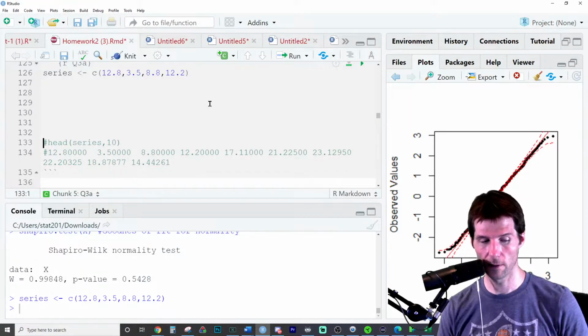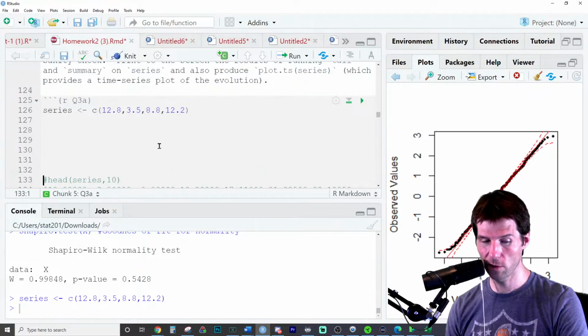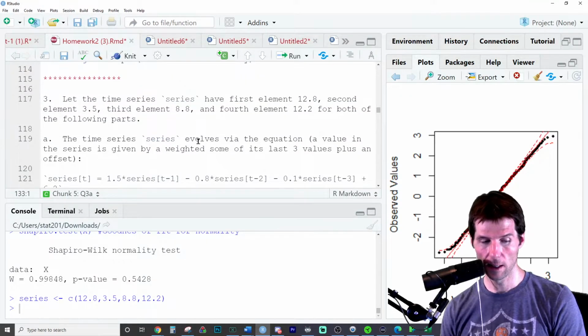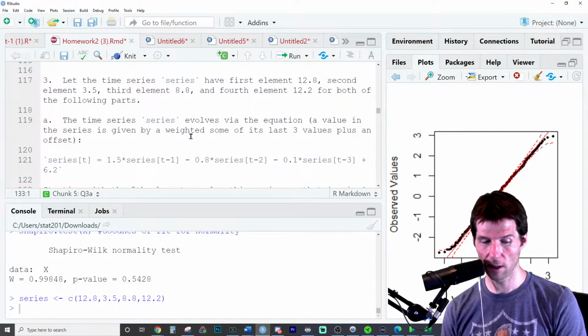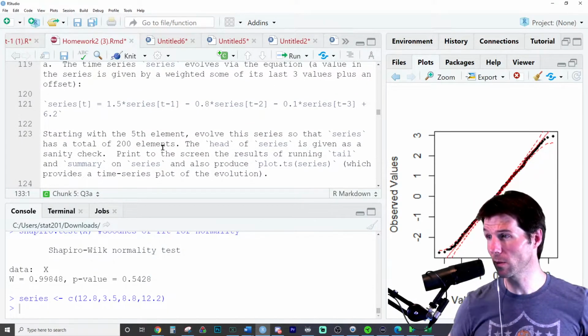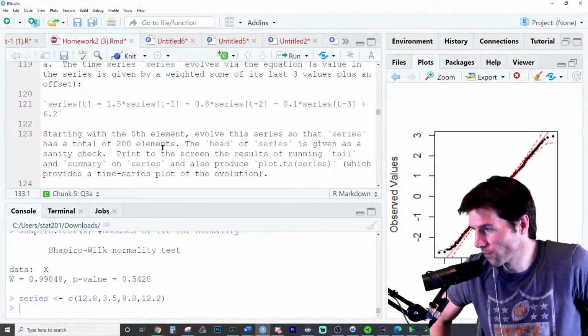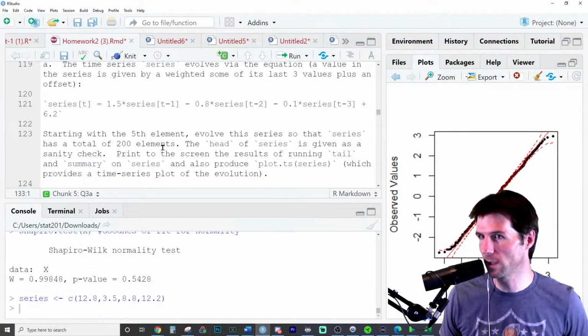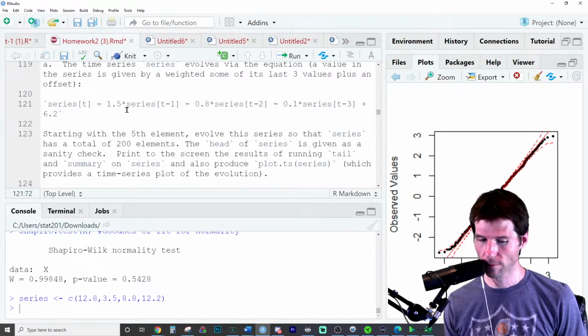I'm not going to do this full thing right here. And we get a check, which is so nice. We love sanity checks unless they're insanity checks. And then we have the time series evolves via the following equation, starting with the 5th element. I'm not going to do everything right here, but I'm going to identify key parts of this question. What does it look like we have?